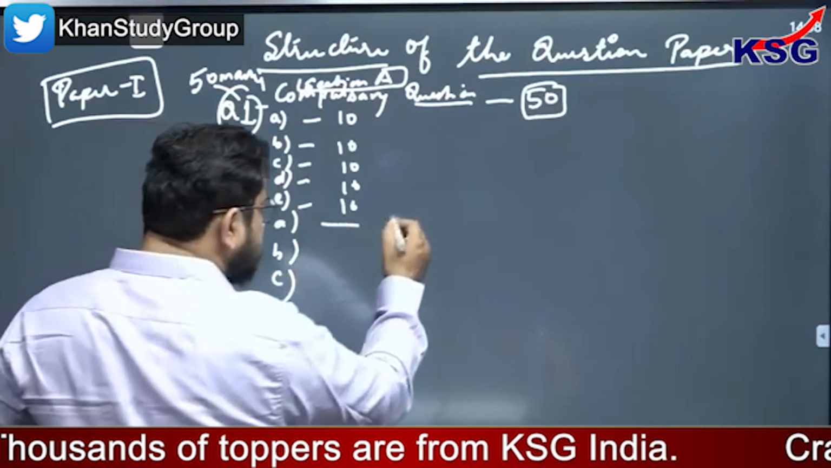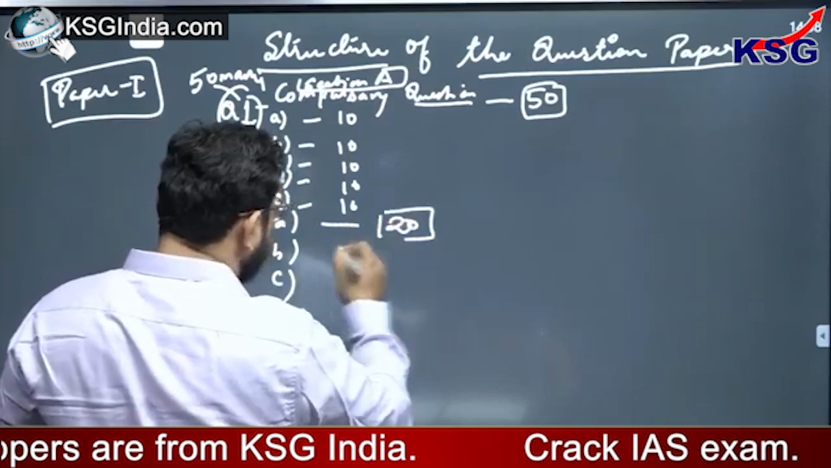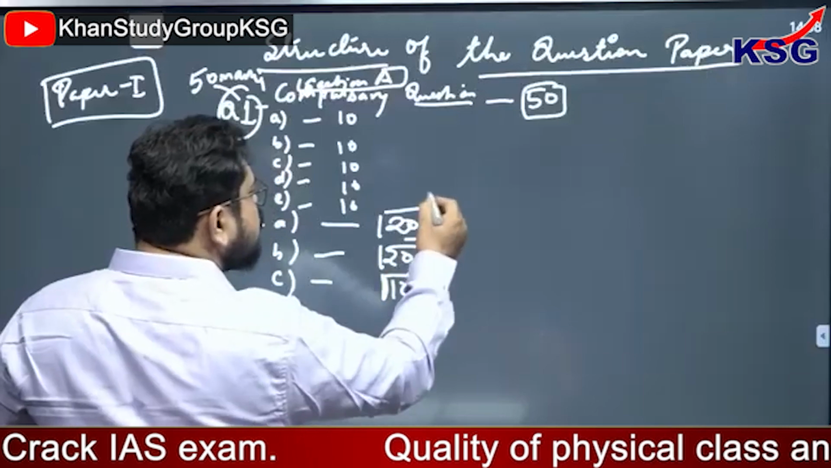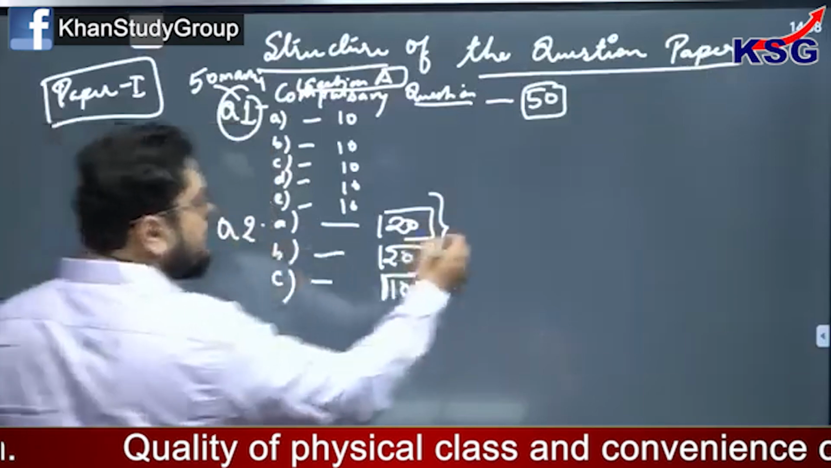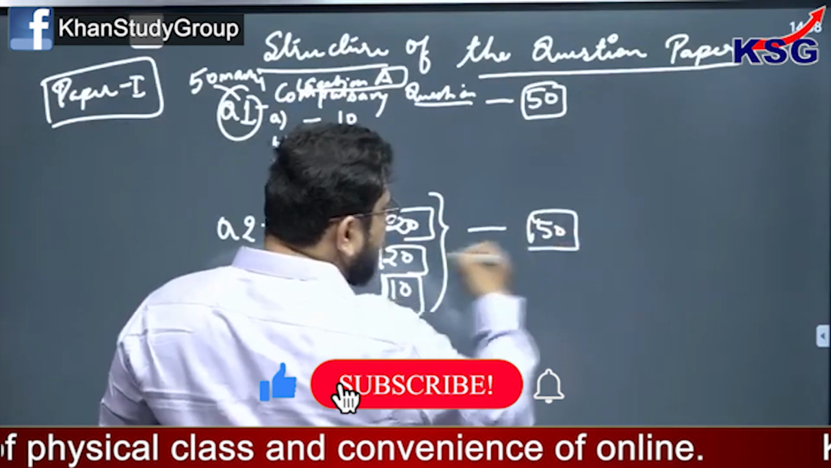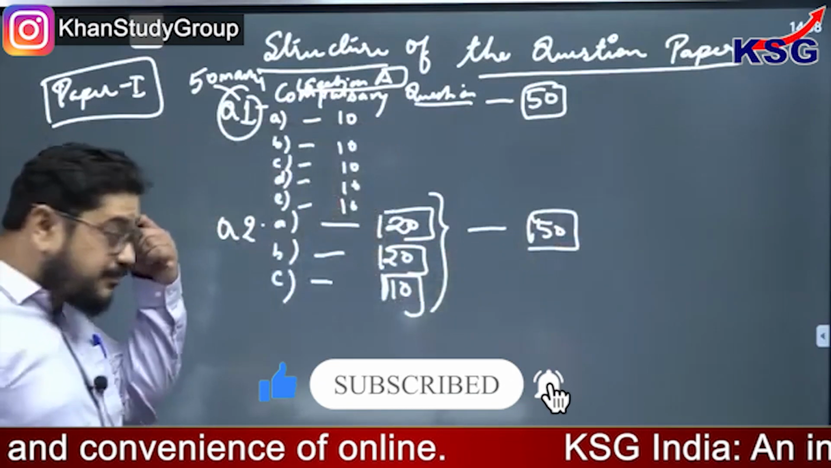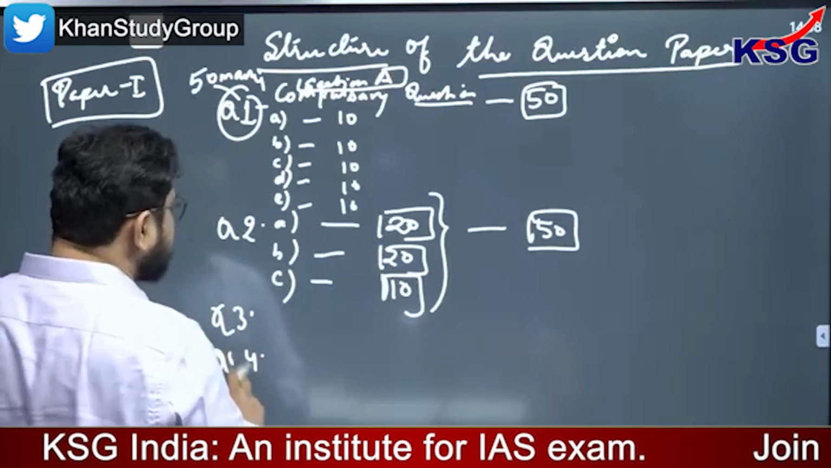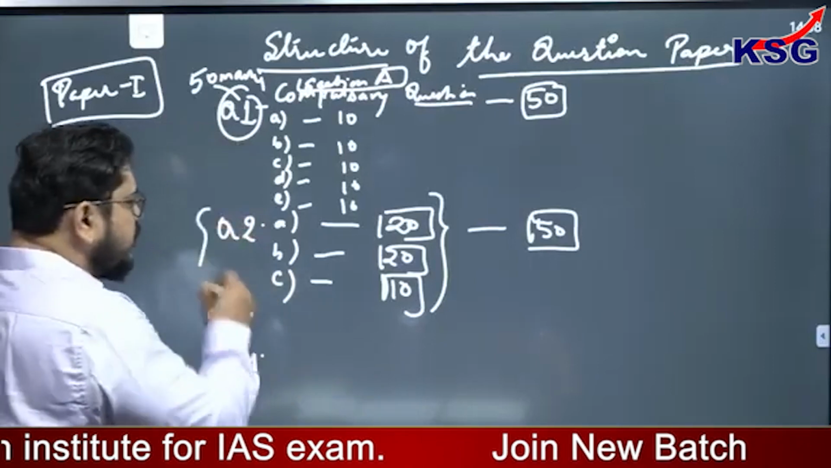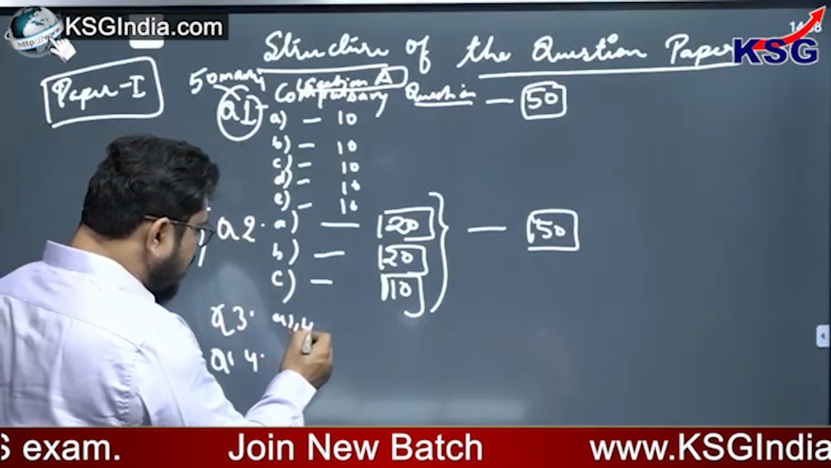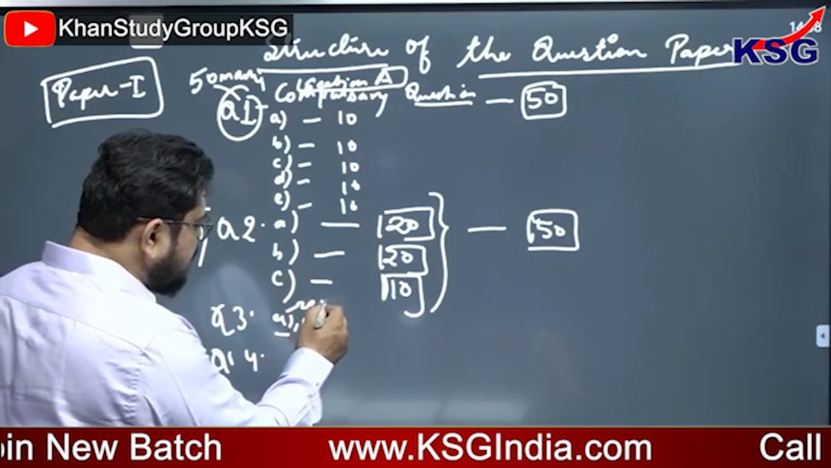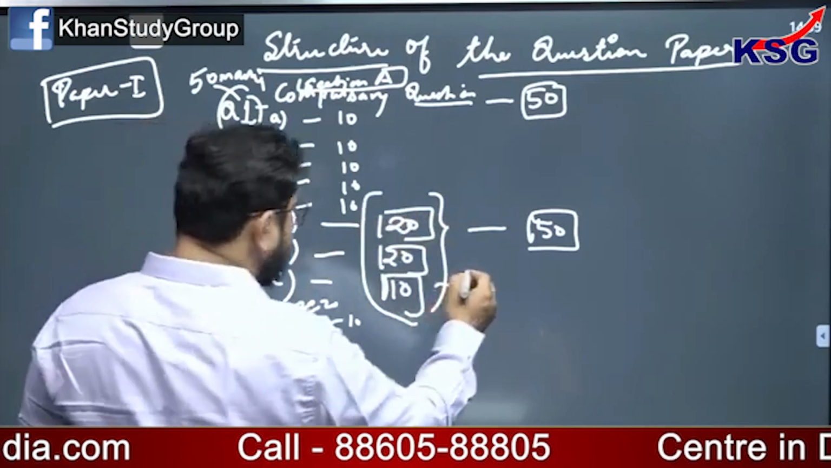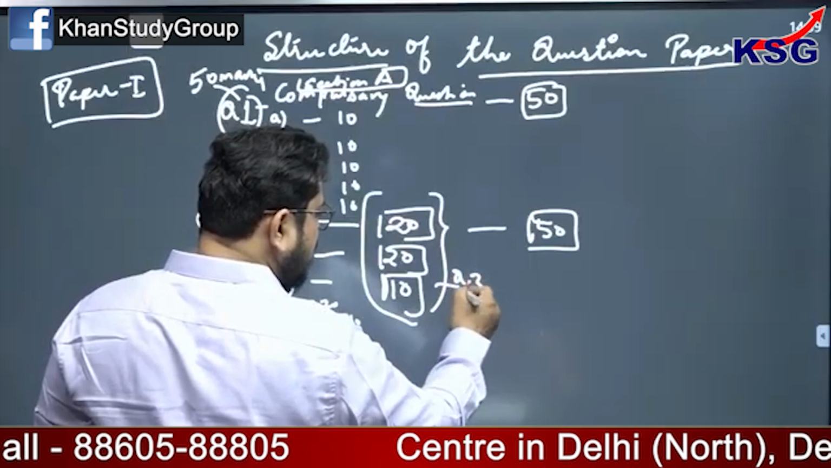The first question, 2A, is generally of 20 marks, B again of 20 marks, and C of 10 marks. So you realize that this also becomes 50 marks. Okay guys? Then comes question number 3 and question number 4. So question 3 and question 4 are similar to question 2. The structure is similar, where it is A, B, and C, with A being 20 marks, B being 20 marks, and C being 10 marks.